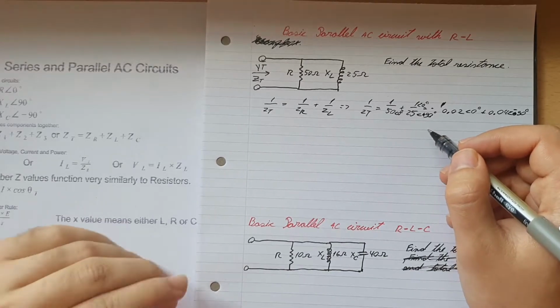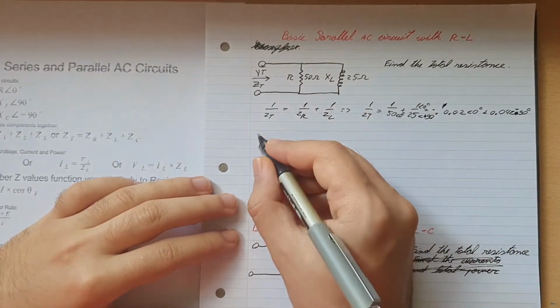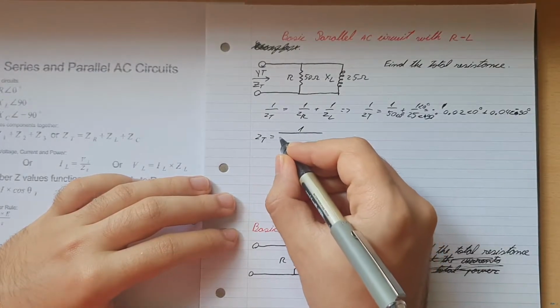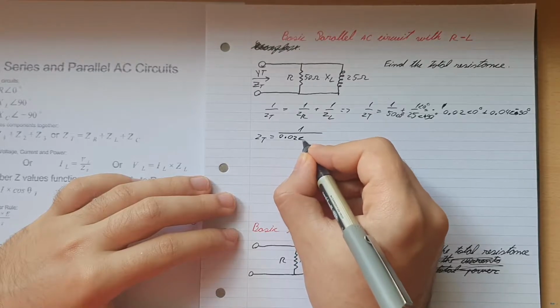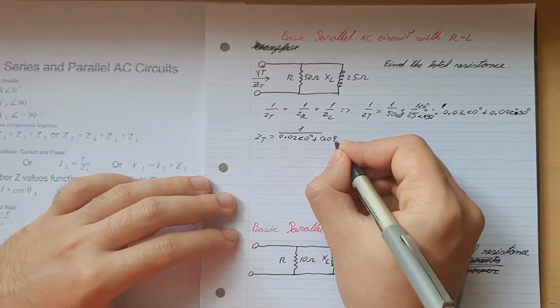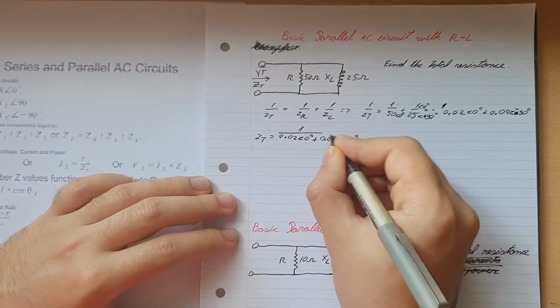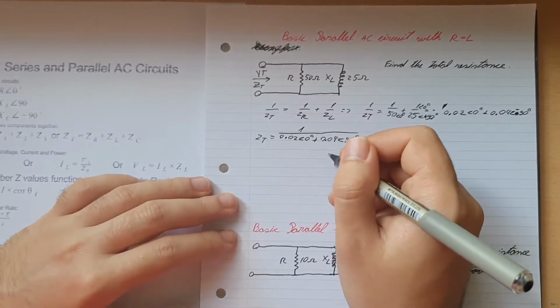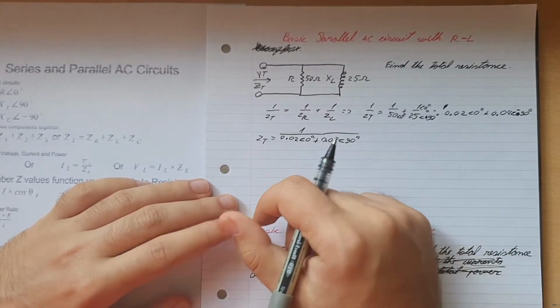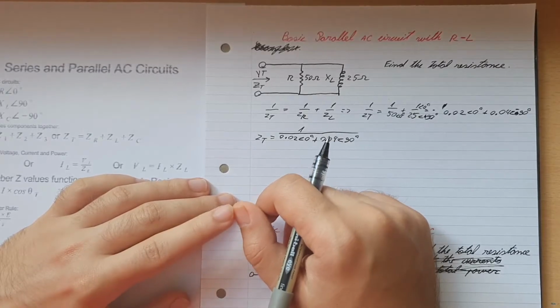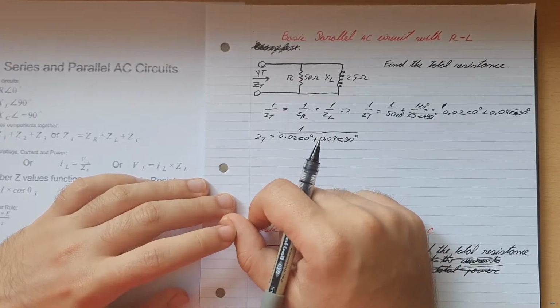Okay, so let's keep going. Then 1 over ZT will be equal to 0.02 at an angle of 0 degrees, because that's the resistance, plus 0.04 at an angle of 90 degrees, because that is the inductor. However, the problem here is that we need to add them together. We can't just use it like this.